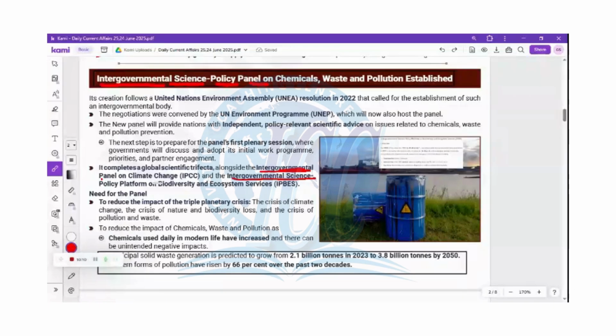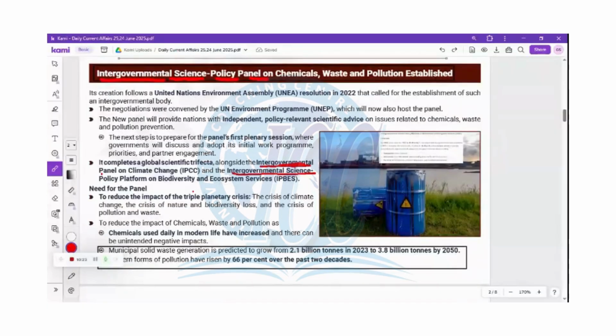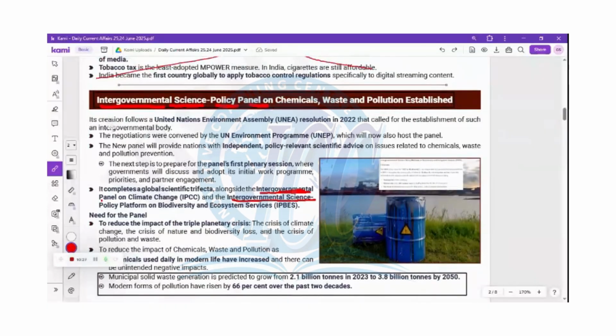All right. So we need to protect the climate. For protecting the environment, we need to control climate change. We need to protect biodiversity, and we need to regulate the chemical and waste industries as well. All right. So it is going to complete the triple, the trio we can call. Now, sir, its creation follows a resolution in 2002 that called for establishment of this intergovernmental body. Then the negotiations convened will now be hosted by this panel, not required.